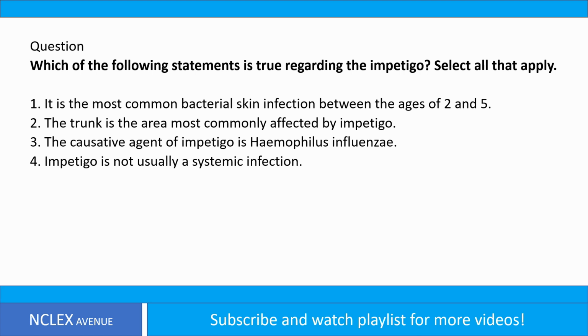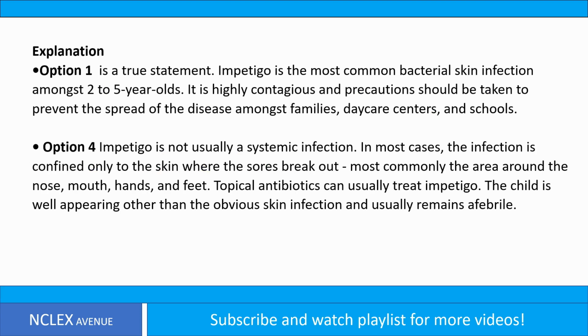Answer. Options 1 and 4 are correct. Explanation. Option 1. This is a true statement. Impetigo is the most common bacterial skin infection amongst 2 to 5-year-olds. It is highly contagious and precautions should be taken to prevent the spread of the disease amongst families, daycare centers, and schools. Option 4. Impetigo is not usually a systemic infection.